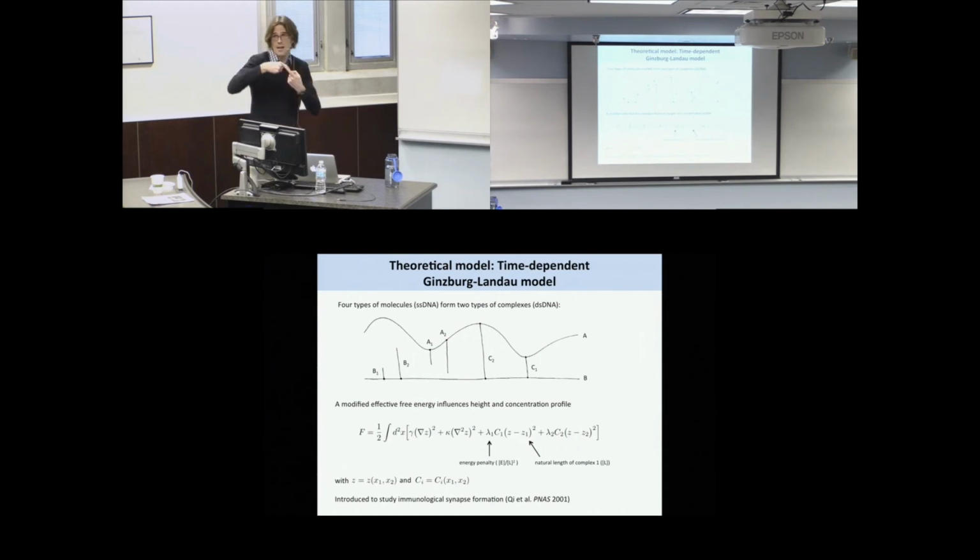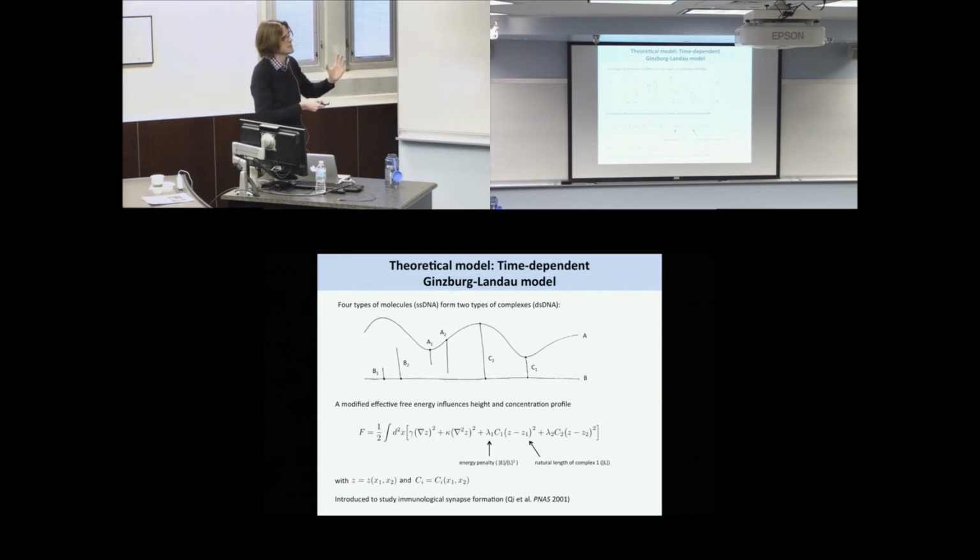Okay, how do we account for the interactions between these complex molecules? Well, we modify this effective free energy. We have the same two surface tension and bending rigidity terms. We now add two additional terms that penalize. Here's the story. We have an energy penalty term multiplied by the concentration at a particular location, times the square of the distance between the two membranes minus the natural length of complex 1. So what this tells you is that if complex 1, this short complex, is at a region of the membrane that is not compatible with its natural length, we'll incur an energy penalty here.